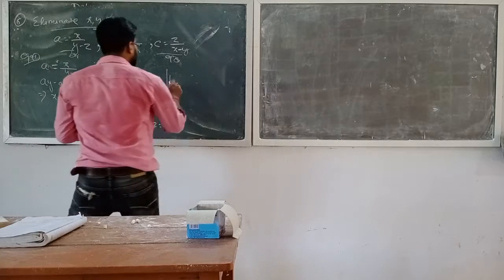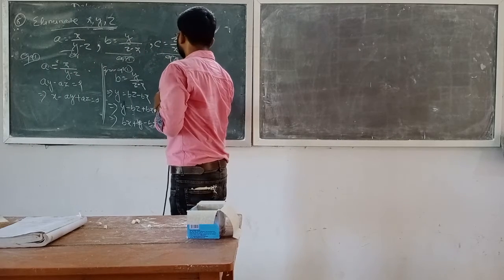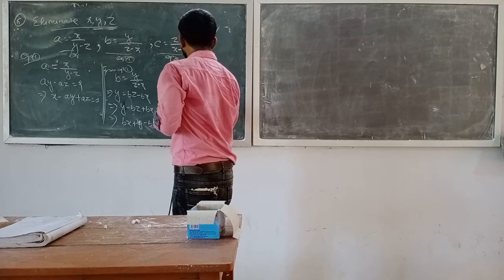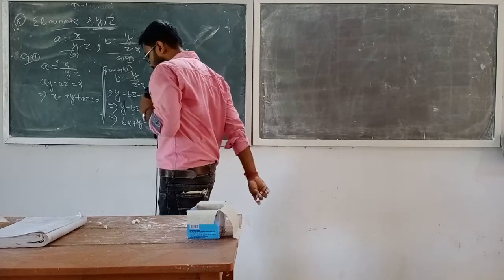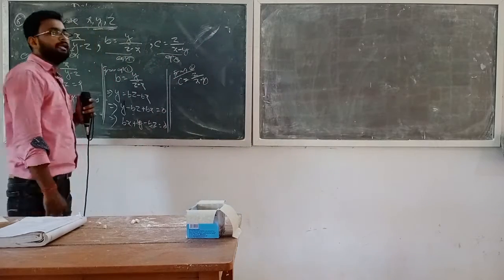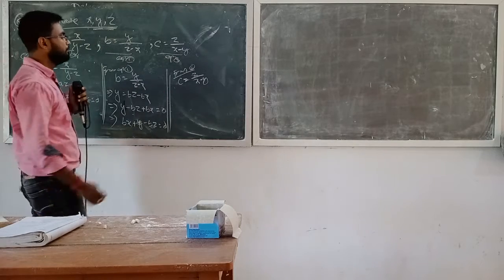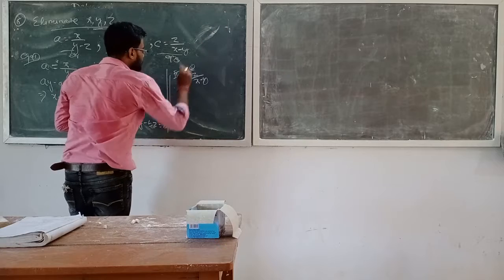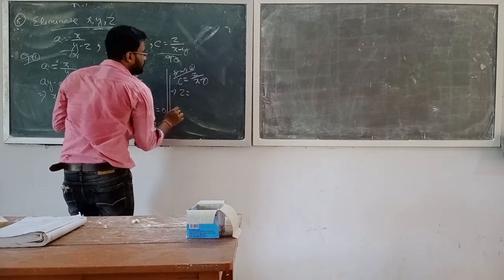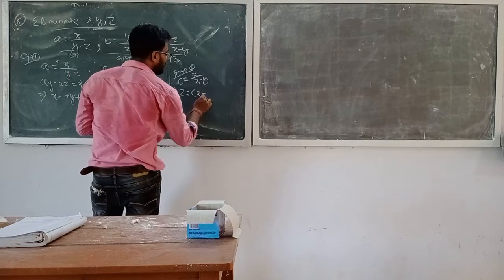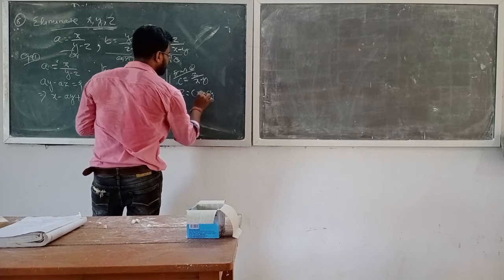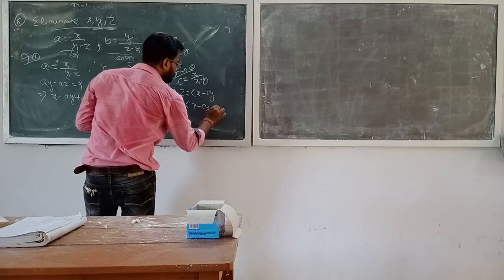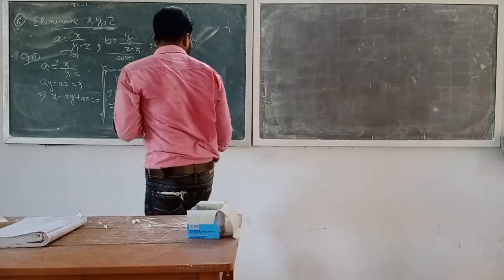Now, from equation 3, c equals z by x minus y. Simply cross multiply, that is z equals cx minus cy. So this will be cx minus cy minus z equals 0.